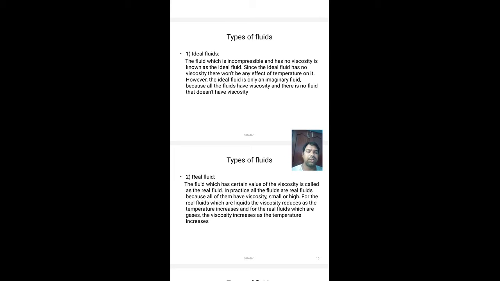Because generally, if you take any kind of fluid, it will have some extent of viscosity, whereas we are considering that this particular type of ideal fluid doesn't have any viscosity. If we take any kind of fluids which are in practice or which exist, they will have a minimum to maximum viscosity. But for an ideal fluid, there is no viscosity. So that is ideal fluids.